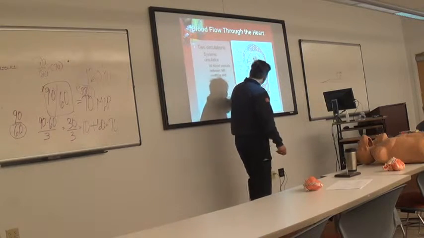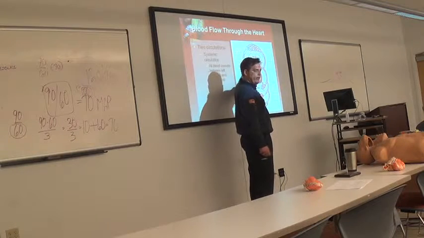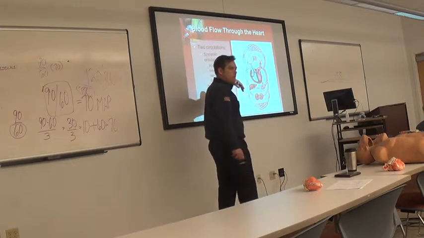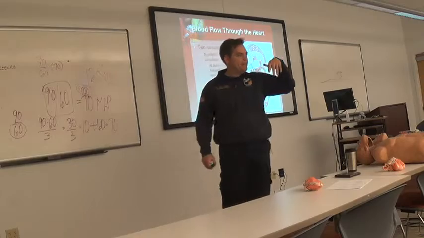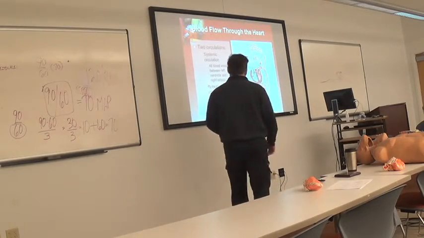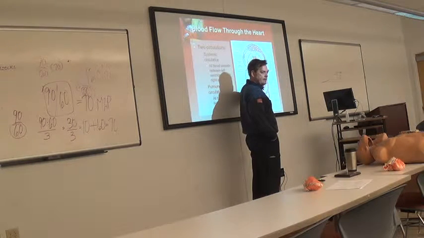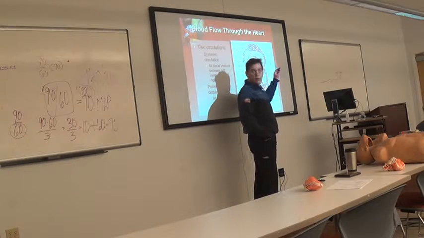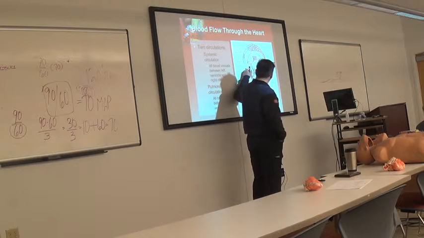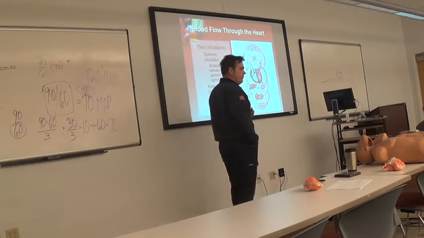So let's go back to this one. Preload, I have to have an adequate volume in order to have blood flow coming into the right side of the heart. And afterload, I have to have the resistance in order to move blood out of the heart. So I have to have preload and resistance.